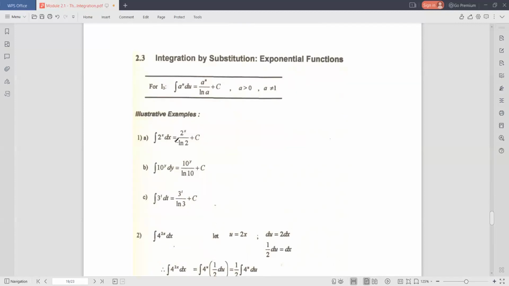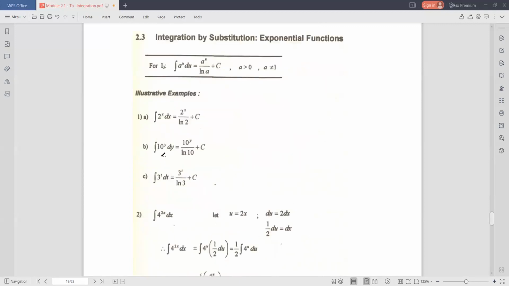So we have here some illustrative examples. Let's say the integral of 2^x dx. So this will result to, ito yung a mo, ito yung a^u. So that will become 2^x over ln of a. Yung a mo is 2. Okay, so therefore that is ln of 2. So yung general solution mo will be 2^x over ln of 2 plus c.